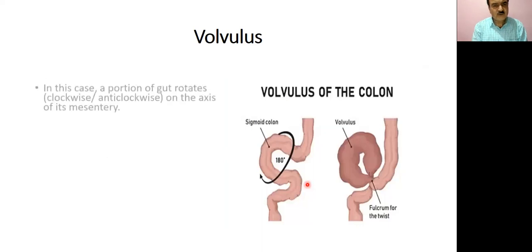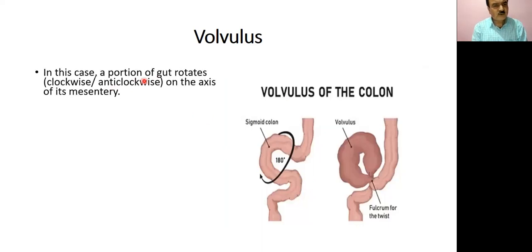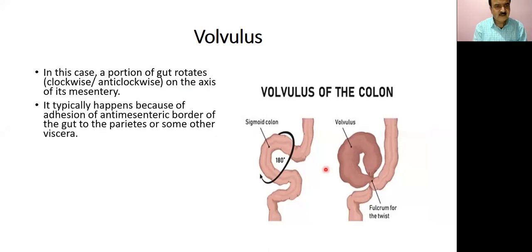Coming to volvulus. What is volvulus? In this case, a portion of the gut rotates clockwise or anticlockwise on the axis of the mesentery. We have the mesentery attached to the colon, and sometimes it rotates itself. If the mesentery is long, it rotates and twists. When it twists, it will cause constriction, and it may stop the blood supply and ultimately lead to obstruction and may also lead to gangrene. It typically happens because of the adhesion of the antimesenteric border of the gut to the parietes or some other viscera.